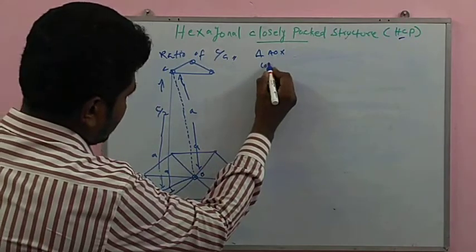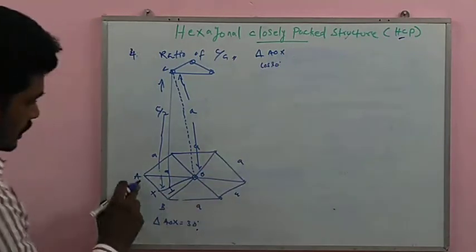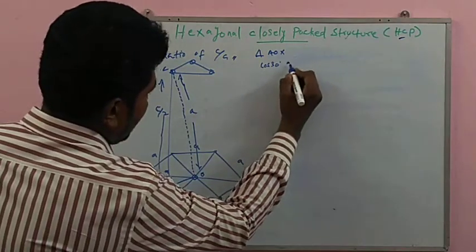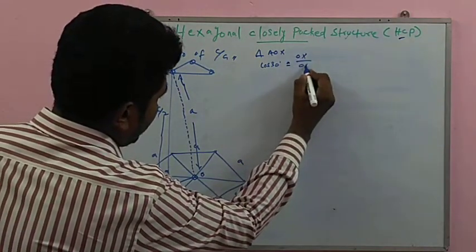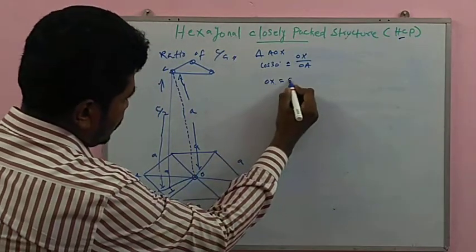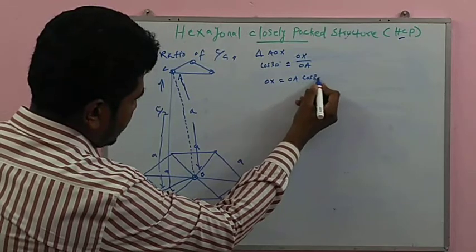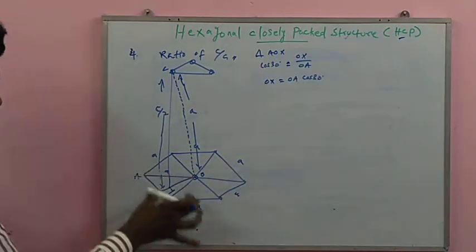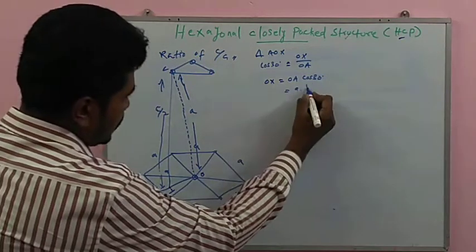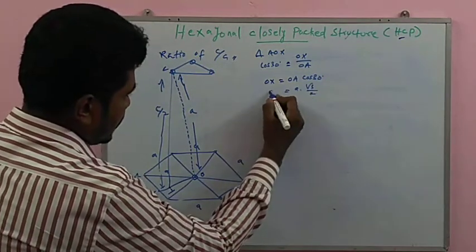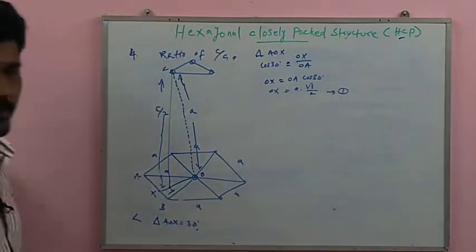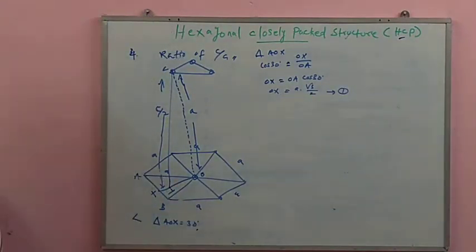Now apply cos 30 degree. Cos 30 degree is equal to OX by OA. So OX is equal to OA cos 30 degree. OA is equal to the lattice constant, that is A, and cos 30 degree is equal to root 3 by 2. That is the value for OX, equation number 1.